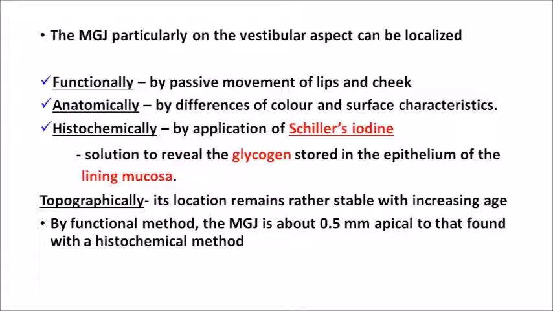Now topographically, the location of the mucogingival junction is a stable position. Even with increasing age, the mucogingival junction remains constant. While being constant, the position of the mucogingival junction obtained by the functional method is 0.5 millimeters apical to that with the histochemical method. The position obtained with the histochemical method is believed to be more accurate and is at a coronal position, while the functional method gives us a more apical position of the mucogingival junction.